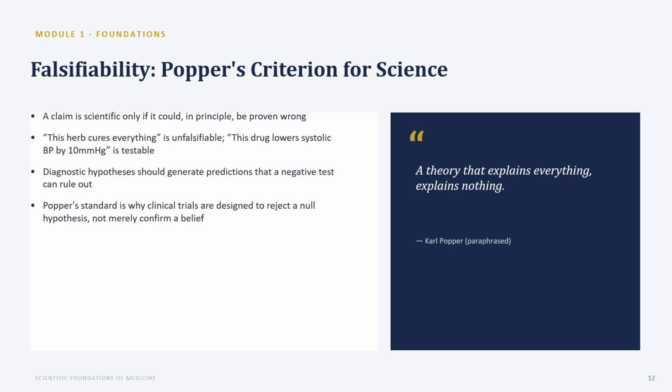This herb cures everything is unfalsifiable. This drug lowers systolic BP by 10 mmHg is testable. So, a diagnostic hypothesis should generate predictions that a negative test can rule out. Popper's standard is why clinical trials are designed to reject a null hypothesis, not merely confirm a belief.